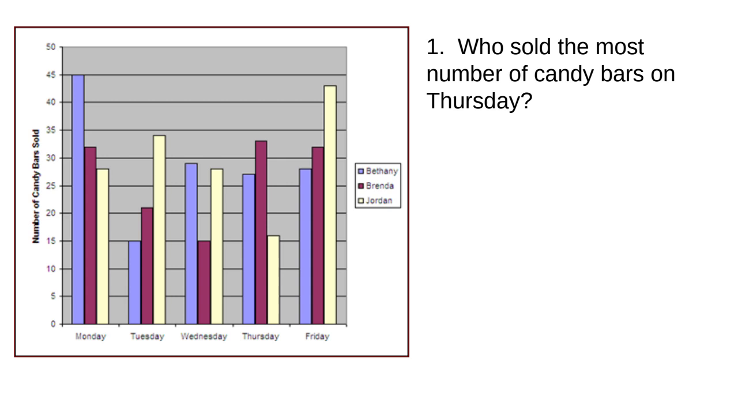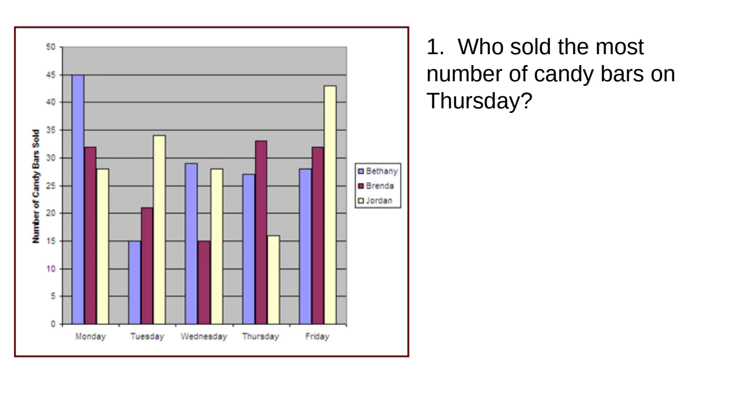For this example, we have a bar graph that's representing the number of candy bars individuals sold during a school fundraiser. We can see that on Monday, Bethany, this purple color here, has sold 45 candy bars. Brenda, in this burgundy color, has sold between 30 and 35. And Jordan, in the yellow, has sold between 25 and 30. Using this bar graph, let's see if we can answer some questions.